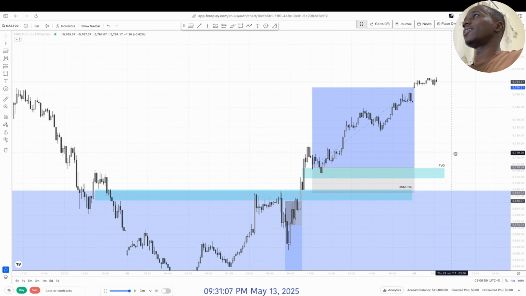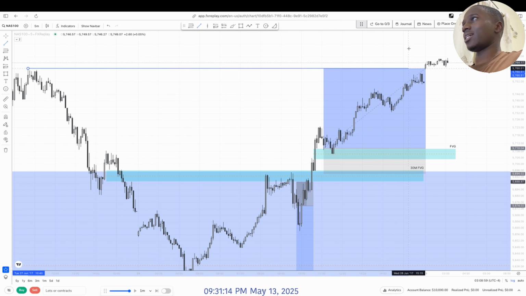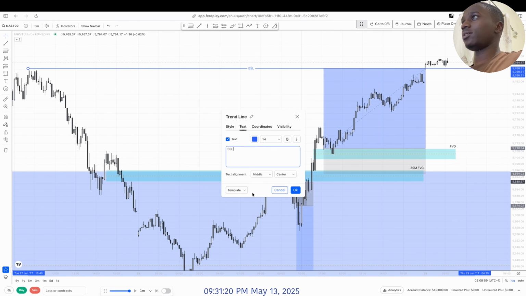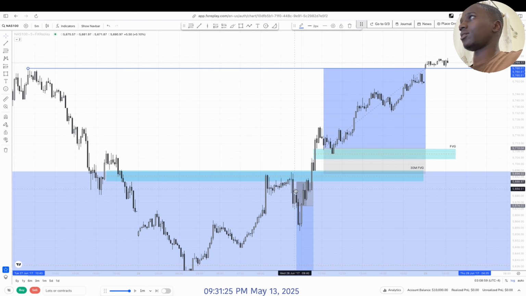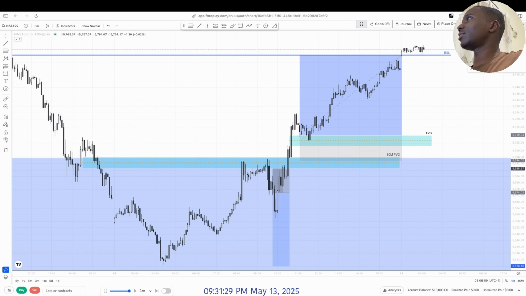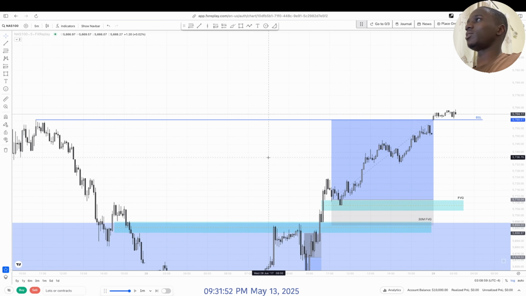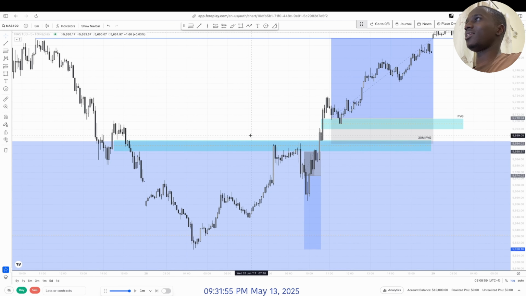So fair value gap right here. Level of liquidity right here. This entry is sleek. Boom. Nice one. Good entry. Okay, so good entry. Let me download the image, and now we can look for other levels of liquidity, since we are respecting the daily order block.